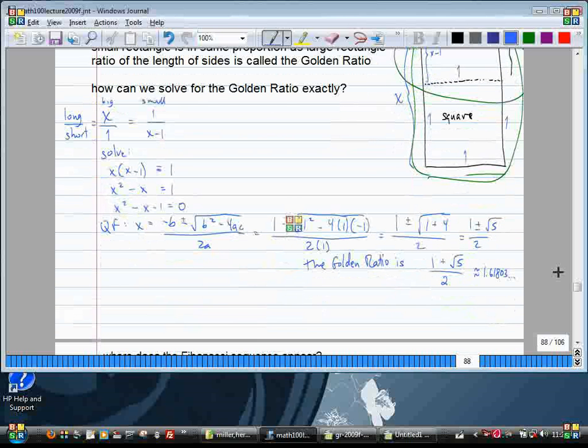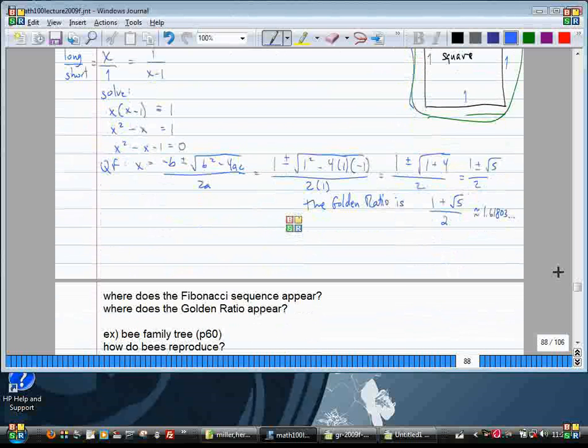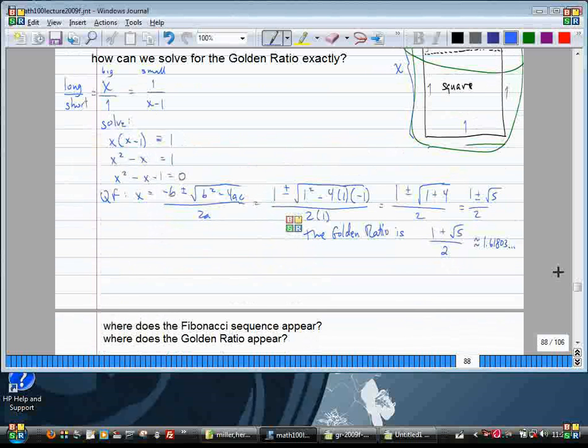So I've showed you the Fibonacci sequence, I've showed you the golden ratio. I want to make a couple comments about both of these things. I had mentioned earlier in the course that the Fibonacci sequence was interesting because it appears in lots of places and it has lots of interesting applications.